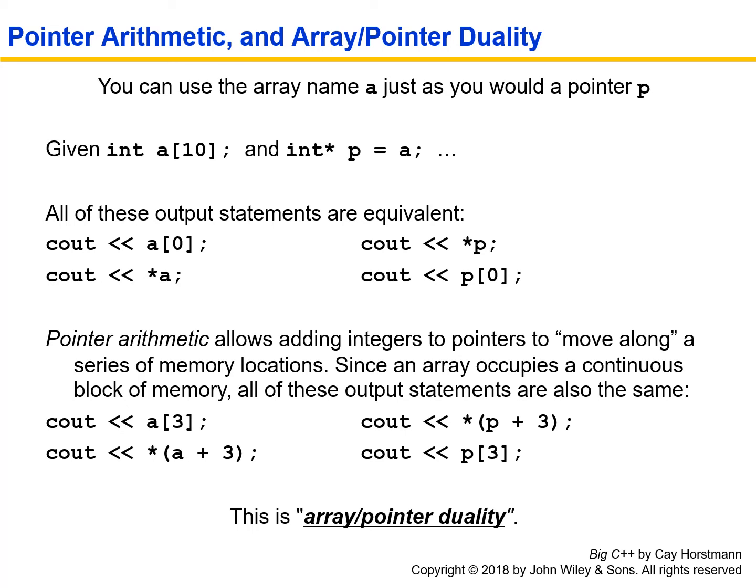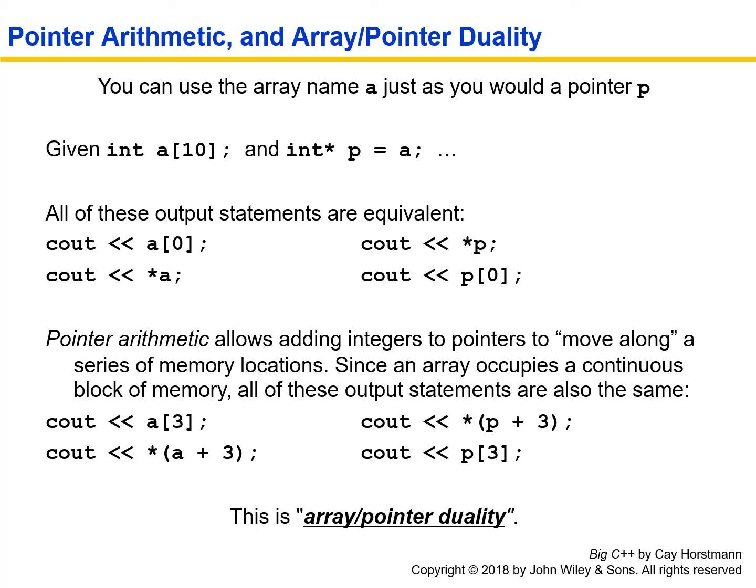You can use the array name a in exactly the same way that you could use the pointer p. So if we're given int a[10], so create an array of size 10, and int *p = a, we've now got two pointers to the start of the array. And all of these output statements are equivalent: a[0], *a, *p, p[0]. So you can see the array and the pointer work exactly the same way syntactically in C++.